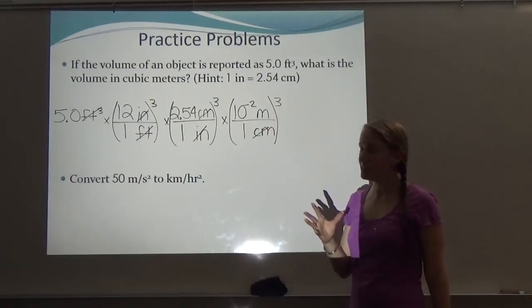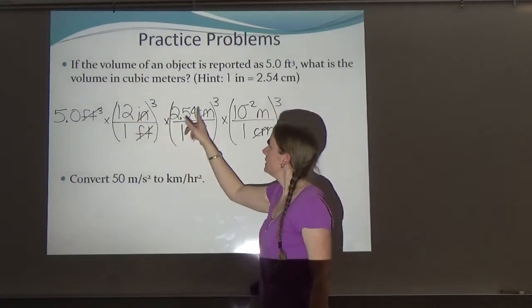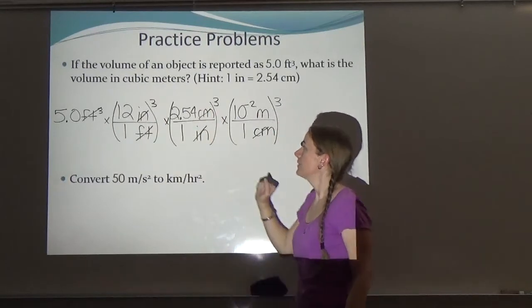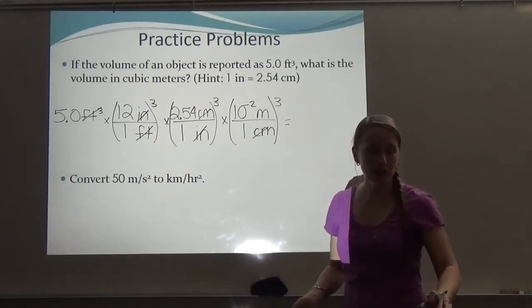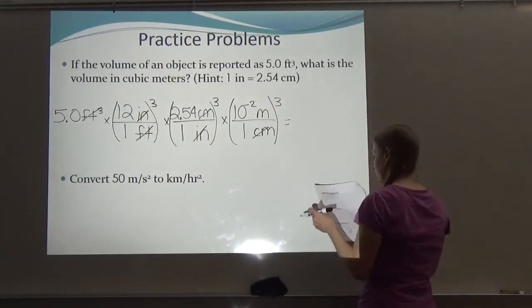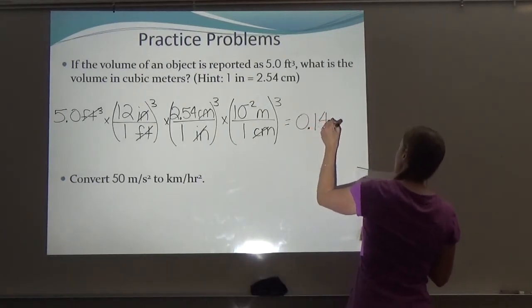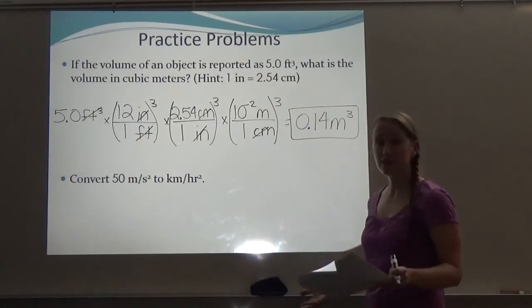And y'all, please, please make sure you remember that all of these numbers have been cubed. Not this one, but all of these have. All right, so since all my numbers are on top, I'm going to multiply all of them. And so please just make sure you can get the same answer that I'm getting. So I end up with 0.14 meters cubed. And that's how you do it.